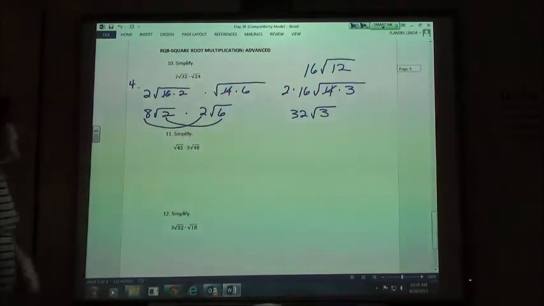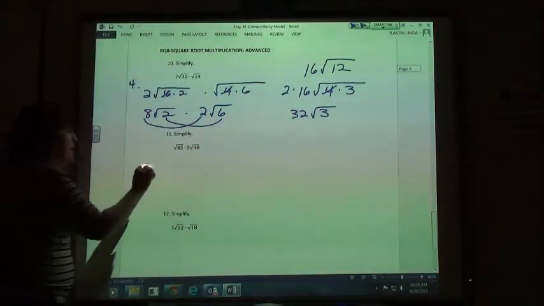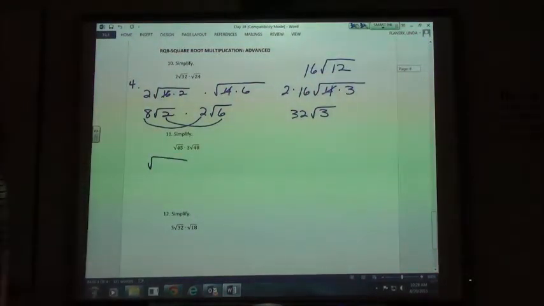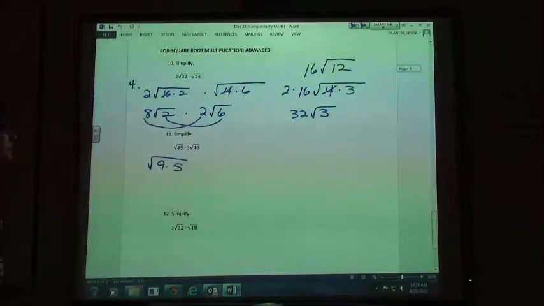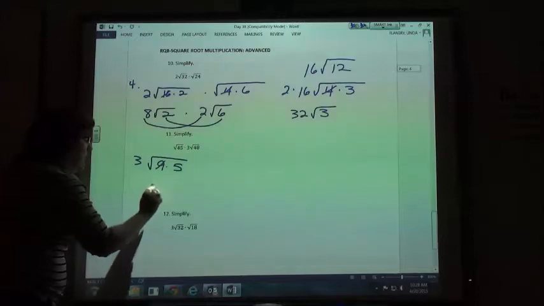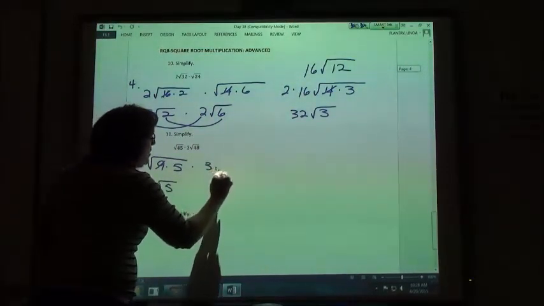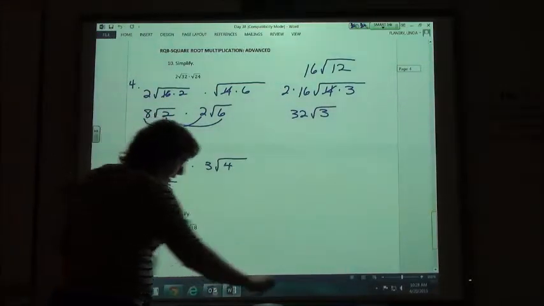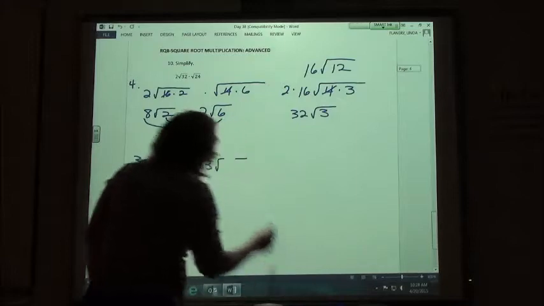So, number 11, I want to simplify the square root of 45 times 3 square root of 48. Again, 45 is not a perfect square. How can I factor 45? 9 times 5. Square root of 9 is 3. So I get 3 square root of 5. Then I have times 3 square root of 48. Whoops, 48 is not a perfect square. I need to factor 48.